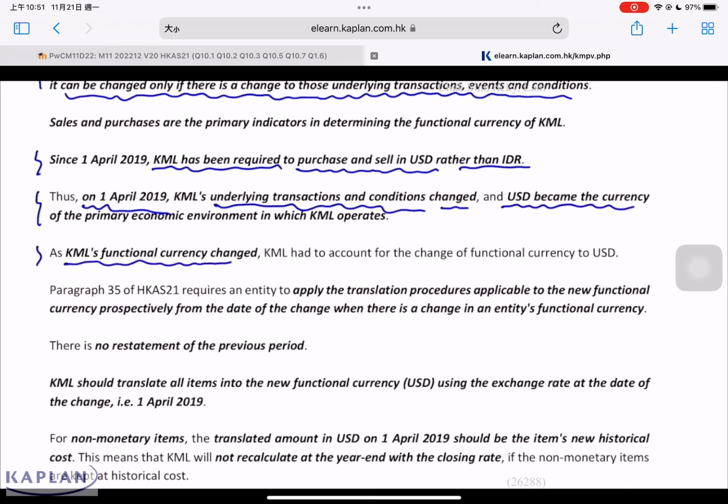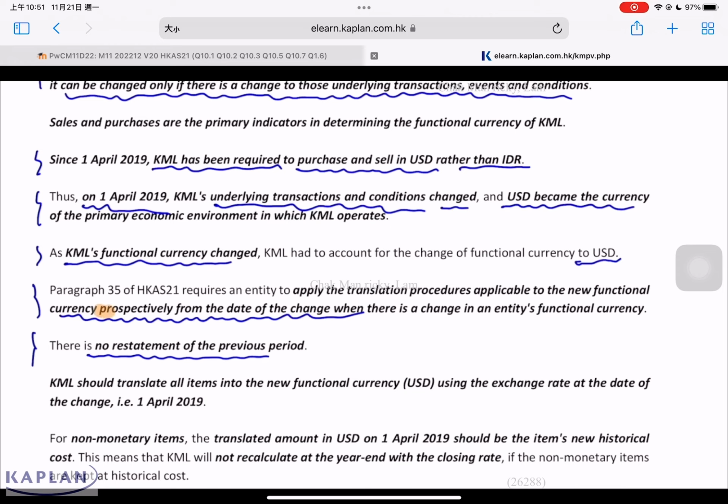KML's functional currency has changed to US dollar, and such a change should be accounted for prospectively from the date of the change. Bear in mind, there should not be any restatement of the previous period. In the year 2019, the functional currency of KML was Indonesian rupiah. It's only from 2020 onwards that the functional currency of KML becomes US dollar. There's no restatement of the comparative figure.